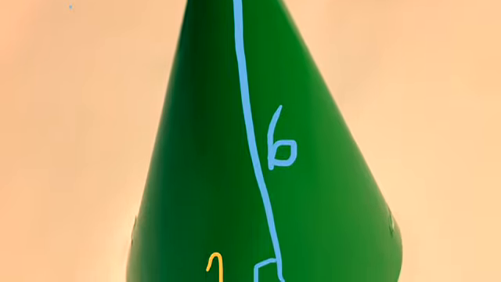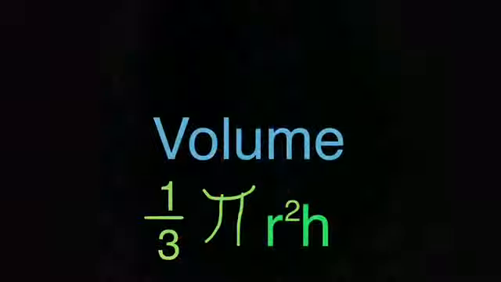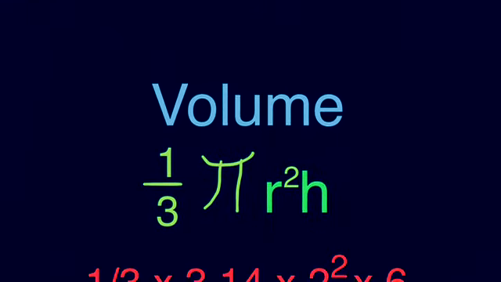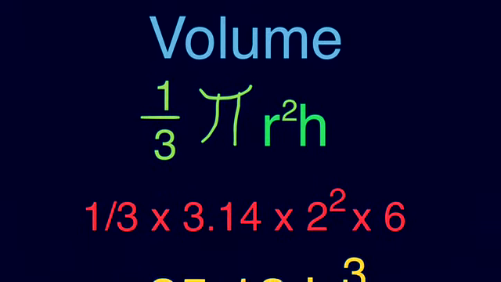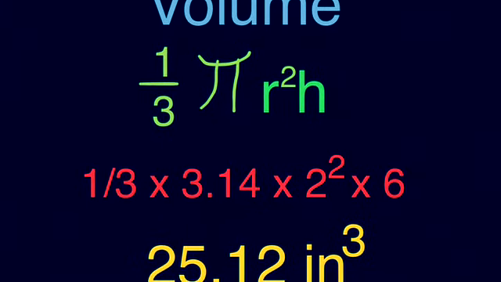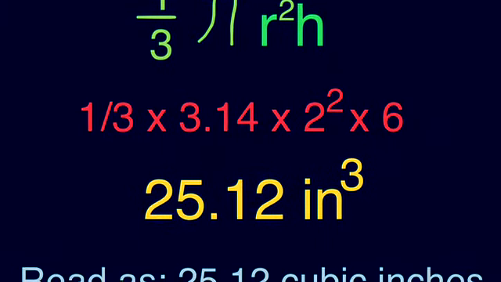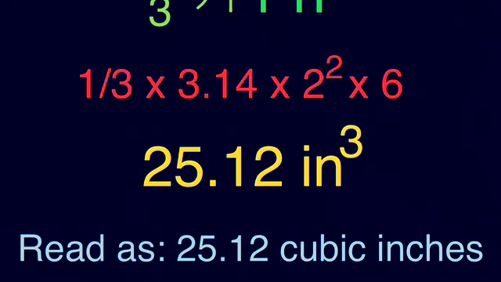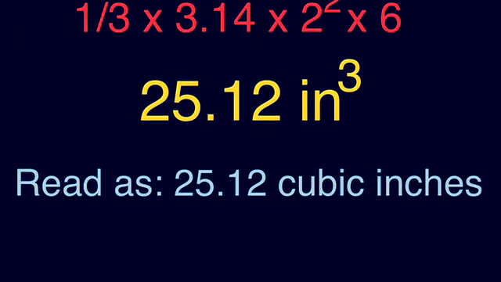After measuring, I found the height from the apex to the center of the base to be 6 inches. I found the radius to be 2 inches. So to find the volume of this cone, we will replace the pi symbol with 3.14, the R with 2, and the H with 6. We then simplify the expression, being sure to put in 1/3 as 1 divided by 3. We have determined that the volume of this cone is 25.12 cubic inches.